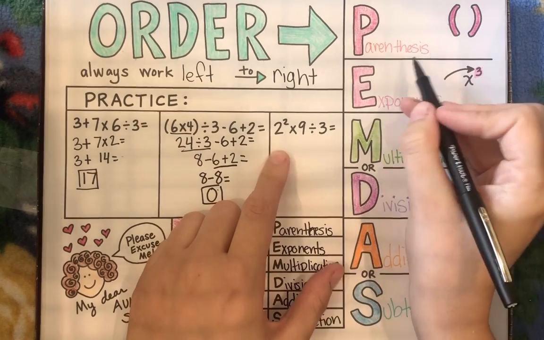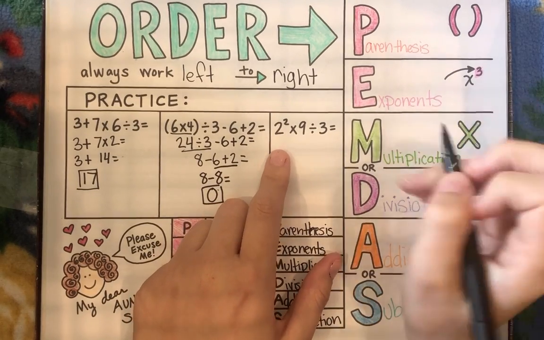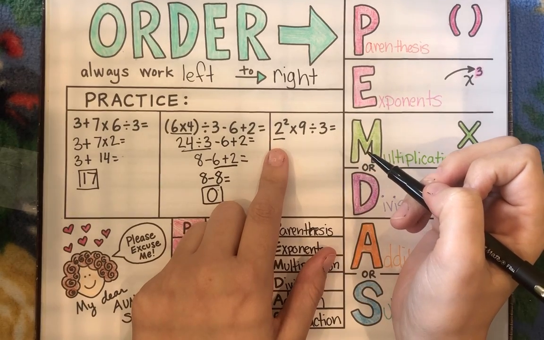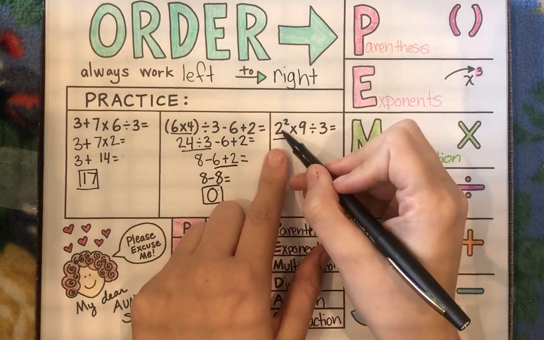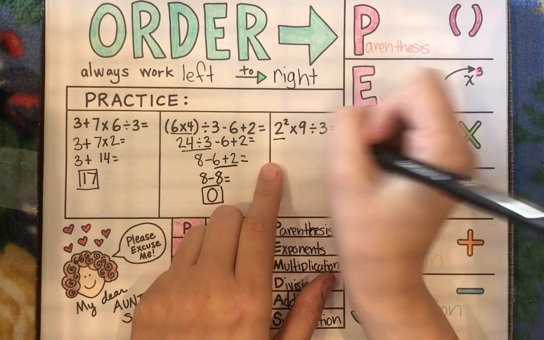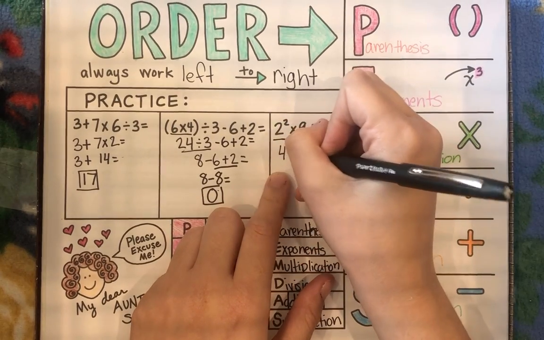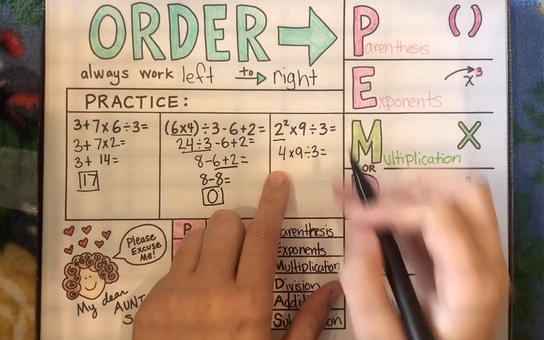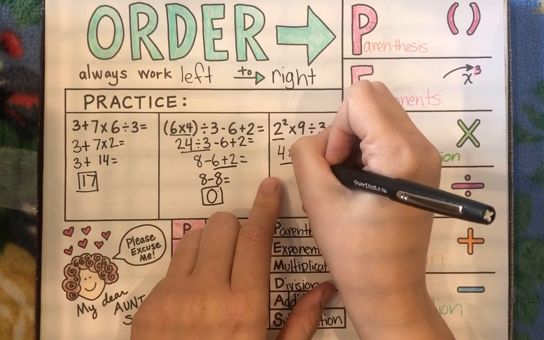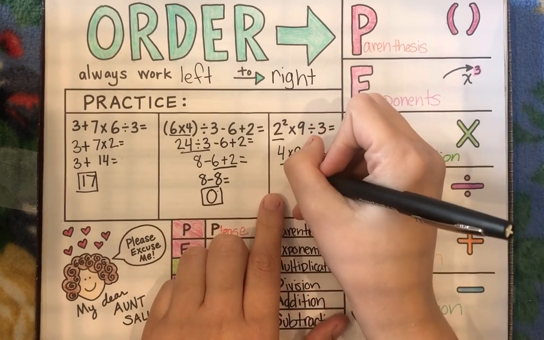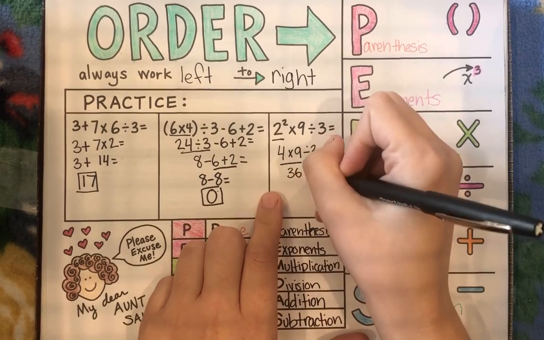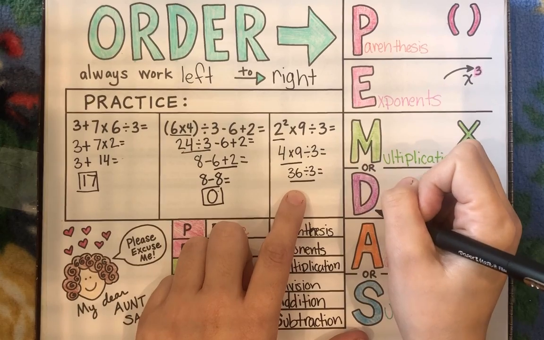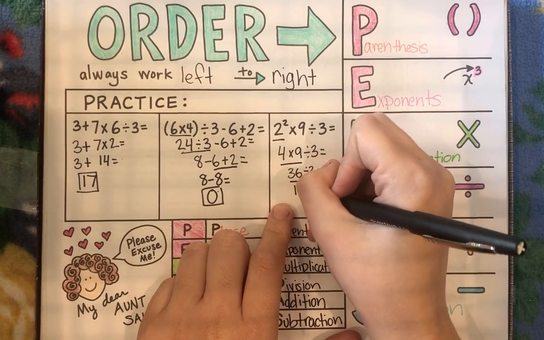And our third example. We don't have any parentheses, but we do have an exponent. So 2 to the power of 2, or 2 squared. Remember, all that means is 2 times 2, which is 4. And then we can multiply. 4 times 9 gives us 36 divided by 3. And then 36 divided by 3 will give us 12.